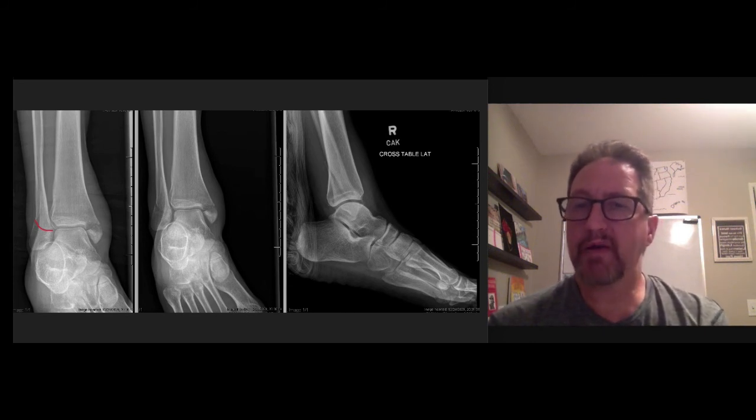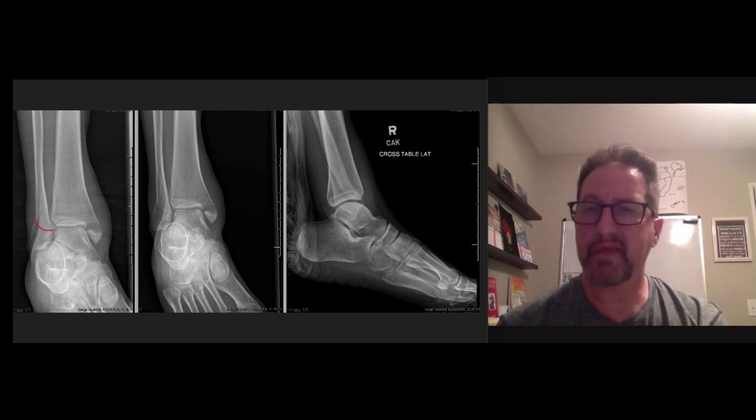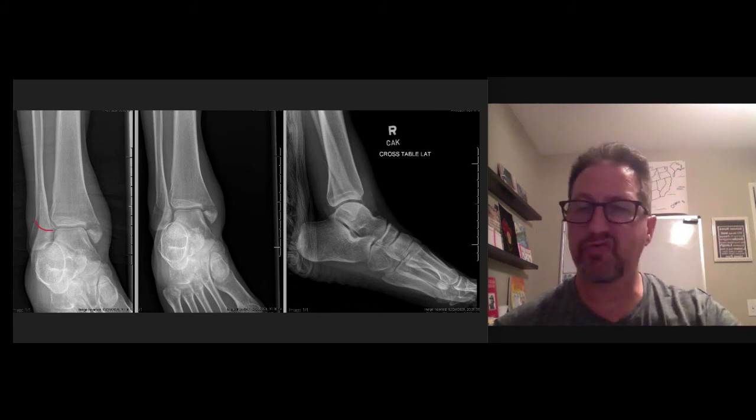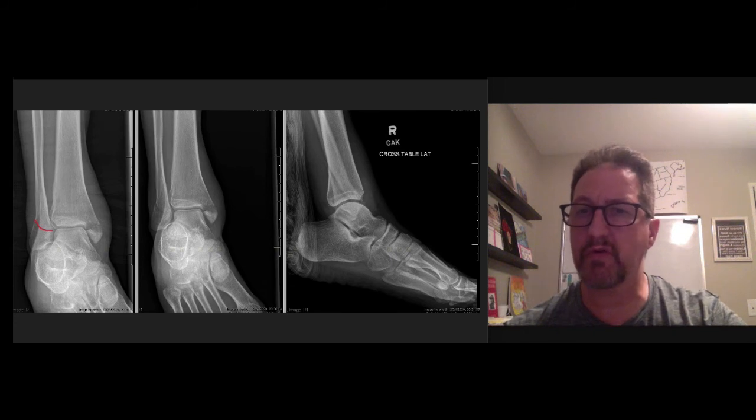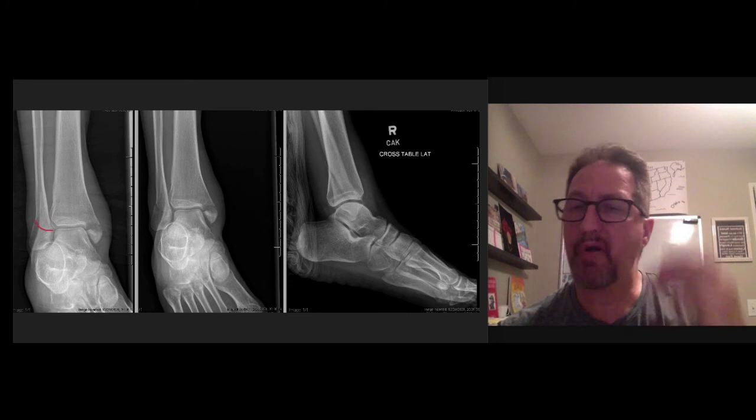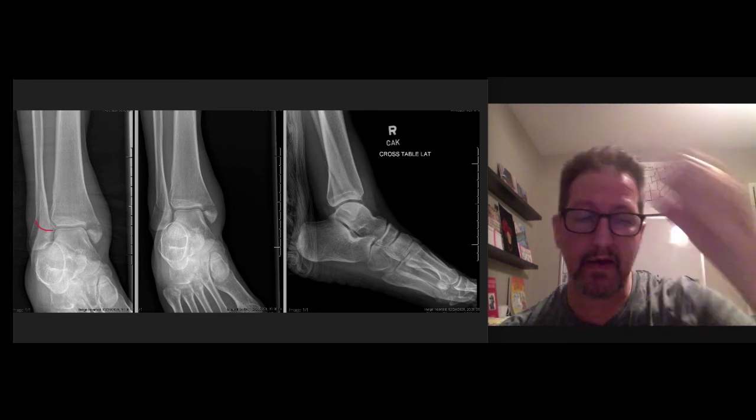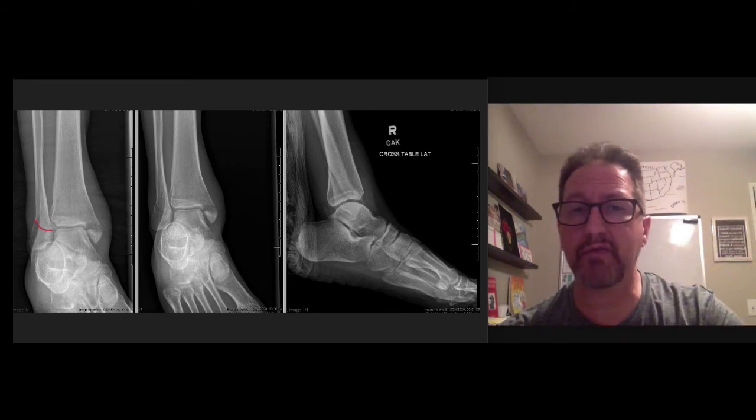Okay, so now I need to know my Lauge-Hansen. If this is a Danis-Weber B, that means it can only be a supination external rotation, or SER, or a pronation abduction, or PAB. Now this fracture also has a posterior spike, and you have to look at the lateral radiograph to see this.